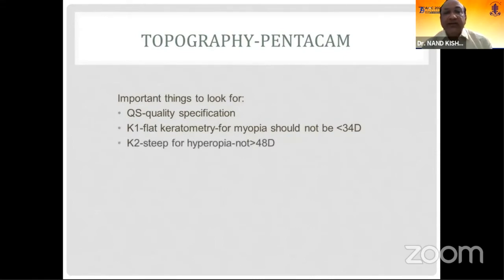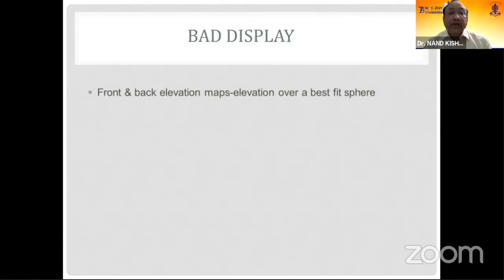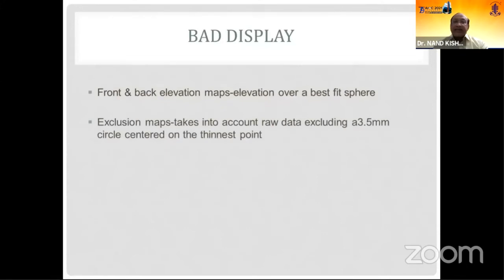K2, which is the steep keratometry, you always take into consideration when treating hyperopia, and this should not be more than 48 diopters. The Q value or the corneal asphericity basically indicates the shape of the cornea, and the BAD display, which is of two versions, version 1 and 2. So what does the BAD display basically have? It has front and back elevation maps, which is elevation of the cornea over a best fit sphere. And then the second set of maps takes into account the raw data, excluding a 3.5 millimeter circle centered on the thinnest point of the cornea.